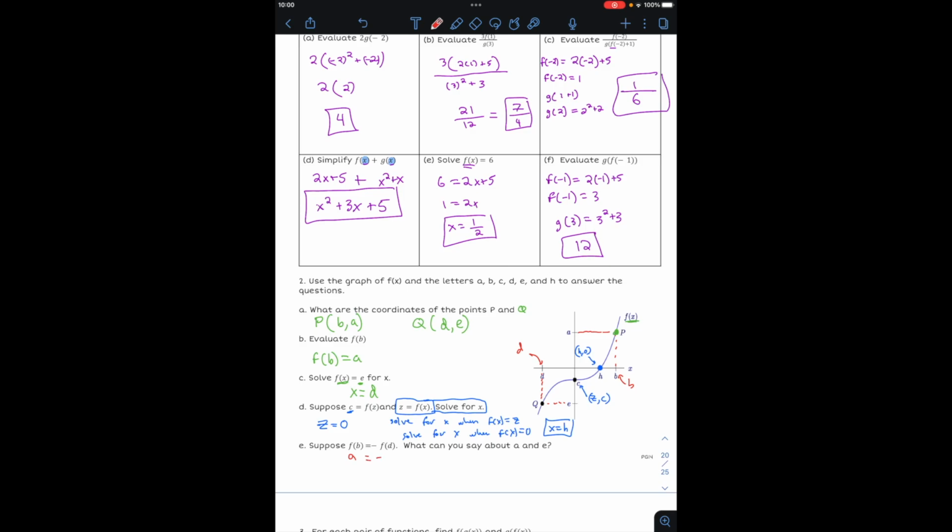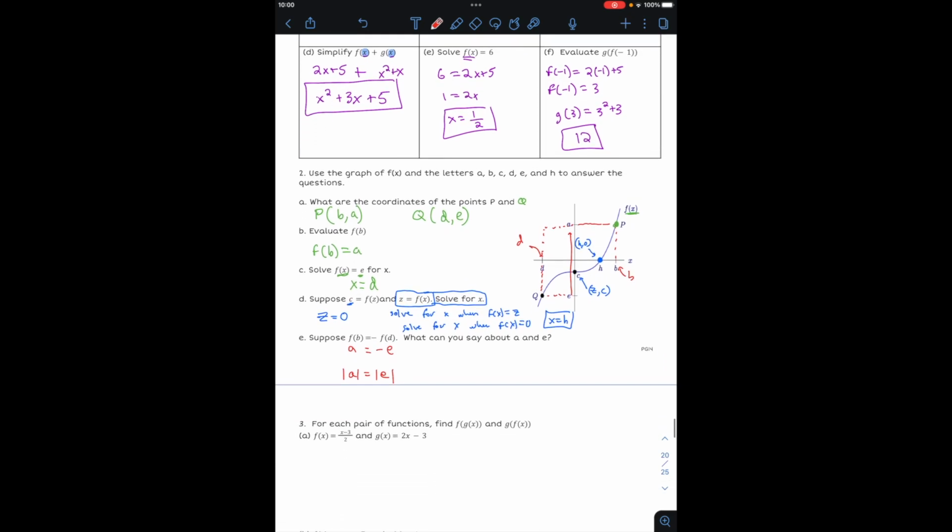So if a equals negative e, what can we say about a and e? Well, we can say that a has the same magnitude as e. So the absolute value of a equals the absolute value of e. Basically, the idea being, if we were to take the negative version of e and flip it all the way back up here across the x-axis, it would correspond exactly to a. For f of b to equal negative f of d, that would have to be true. Okay, cruising along.